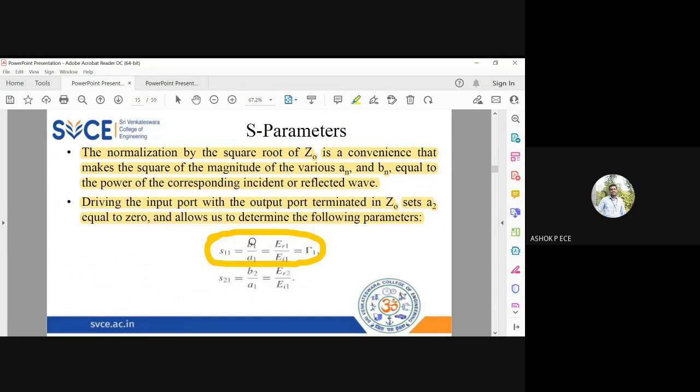B1 is the reflected power at port 1. A1 is the incident power. So everything happens at port 1 itself, right? So I call it the input reflection coefficient, or reflection coefficient at port 1.